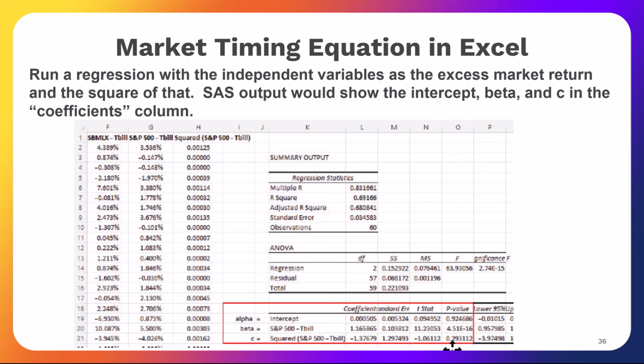How do I know that? This number here, 0.293, is not less than 0.05. So this tells us, in any case, that as far as market timing, we may not be doing as good a job as what we think, or we're lacking in that skill set.